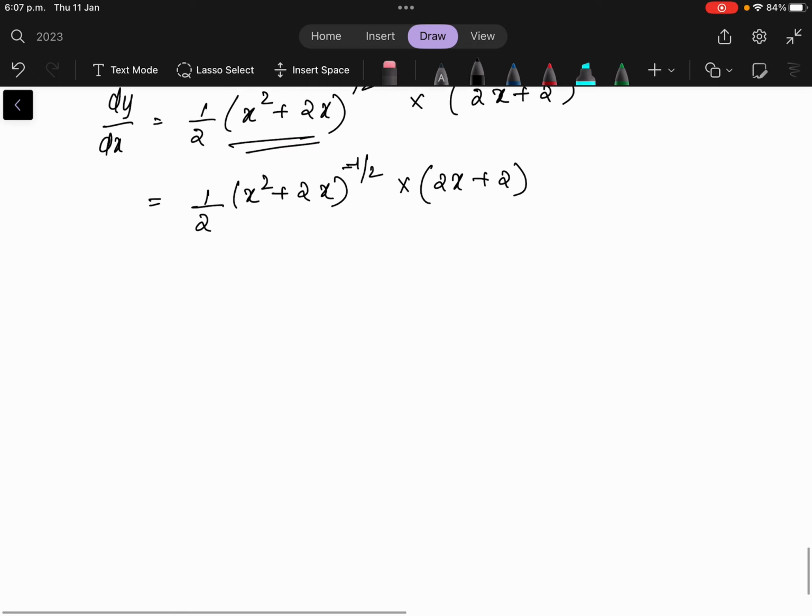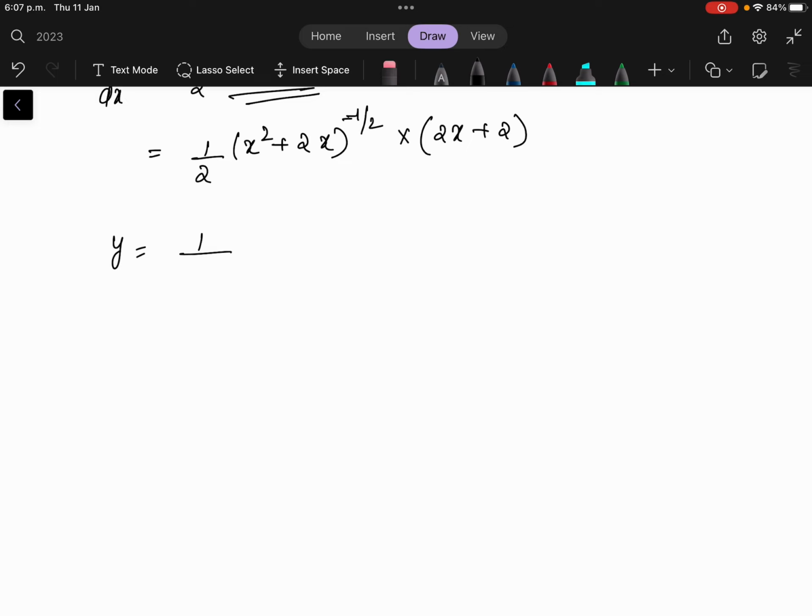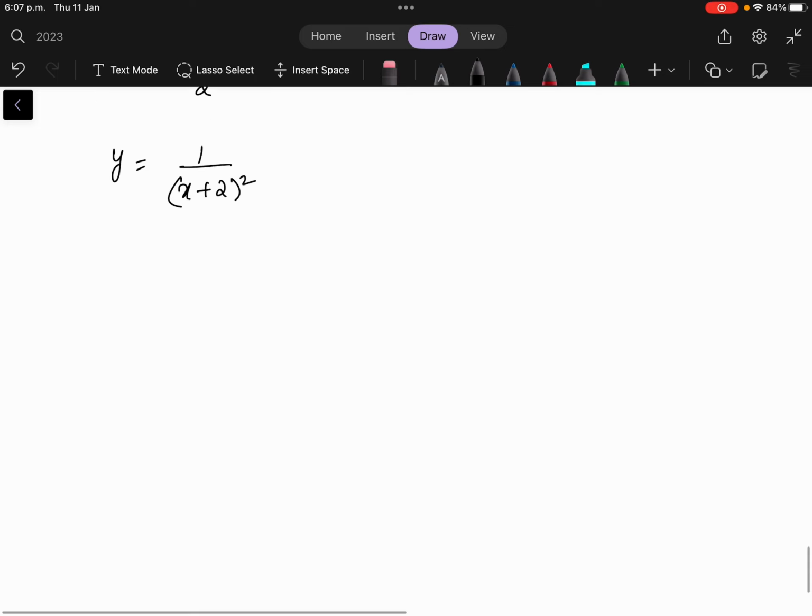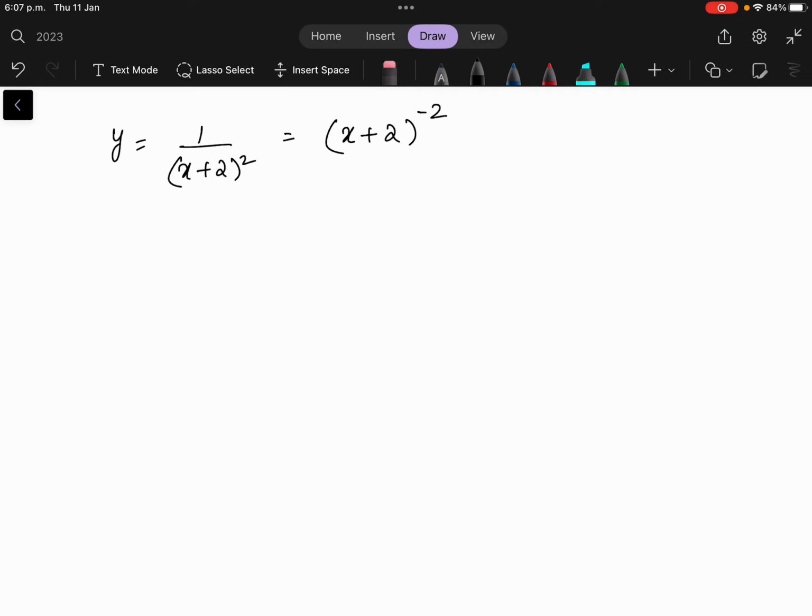Okay. Now again another question. 1 by (x plus 2) the whole square. In this case, when you have a fraction like this, you will not be able to simplify. So immediately you write this as (x plus 2) to the power of minus 2. Then y dash, or dy by dx, is equal to minus 2 times (x plus 2) to the power of minus 2 minus 1, which is minus 3. And then you differentiate x plus 2, which is equal to 1. So that will be minus 2 times (x plus 2) to the power of minus 3.